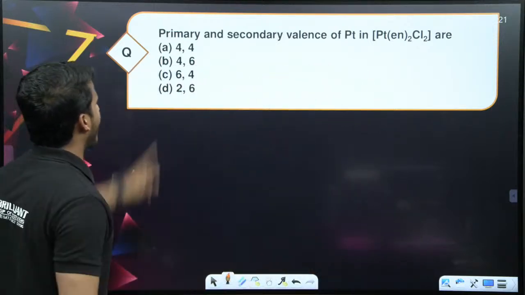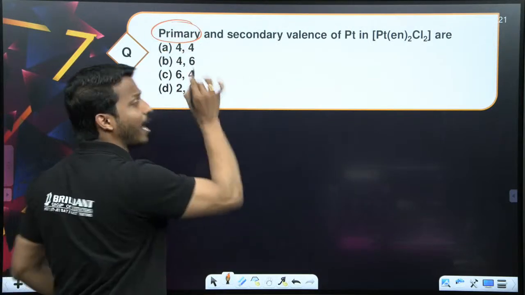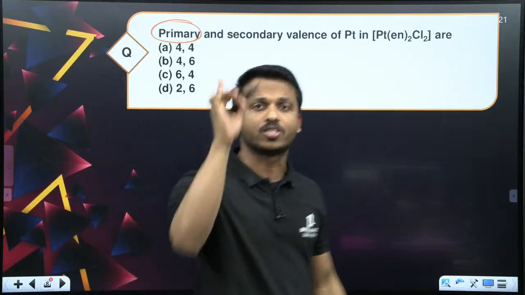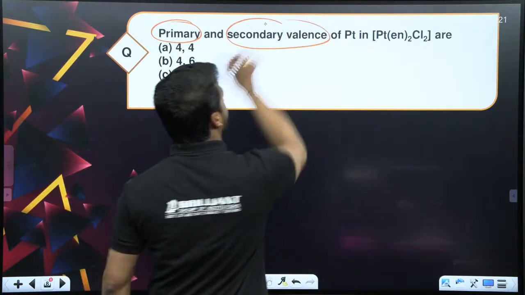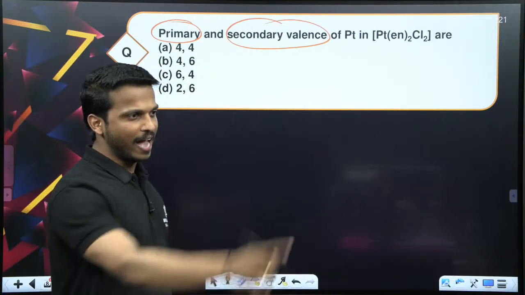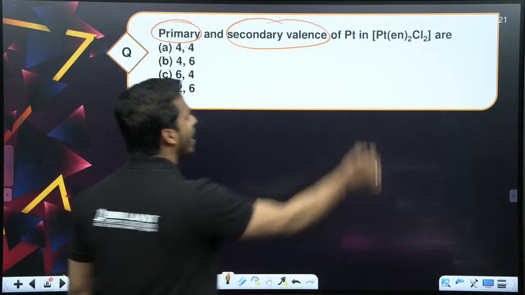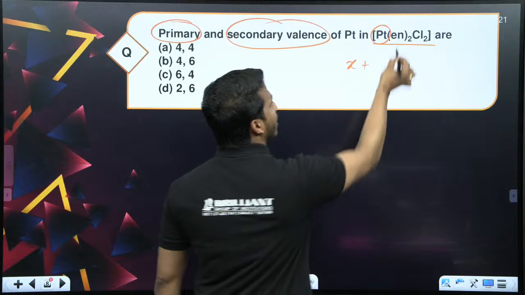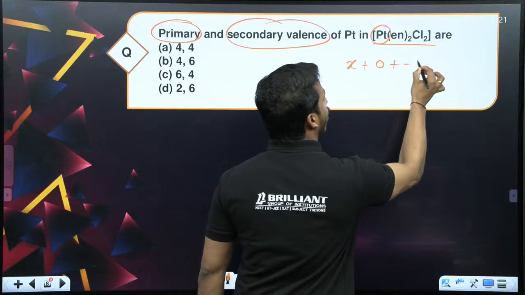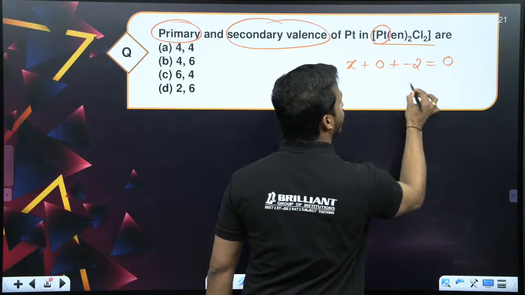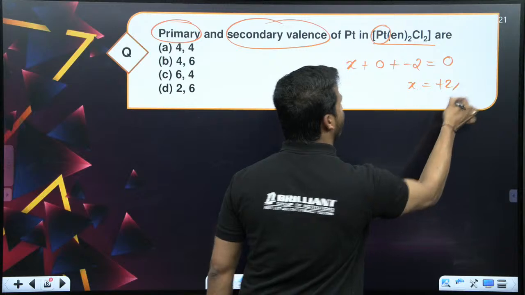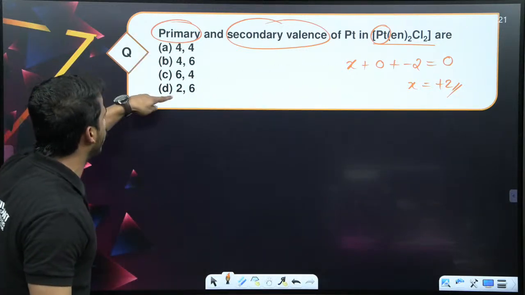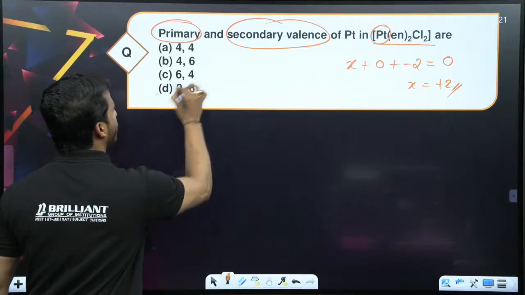So first one, primary valency. Note it, all of you. Primary valency means oxidation state. Secondary valency means coordination number. Answers are there. Okay, let me clarify. What is the oxidation state of platinum? Platinum X. En is a neutral ligand. 2 chlorine, minus 2. Overall it's neutral. Yes, oxidation state is plus 2. Oxidation state 2, that is only one answer, option D.